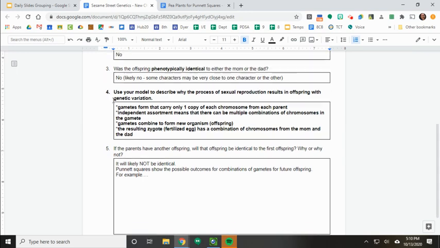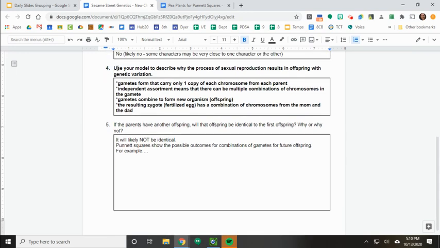And so here for number 4, this tells us to use our model. So there are a couple different models that you can use. You could use a complete model of meiosis. If you're watching this in VLA, if you want to learn about meiosis, that's in the enrichment for the Wednesday before fall break. I think that would be September 30th.